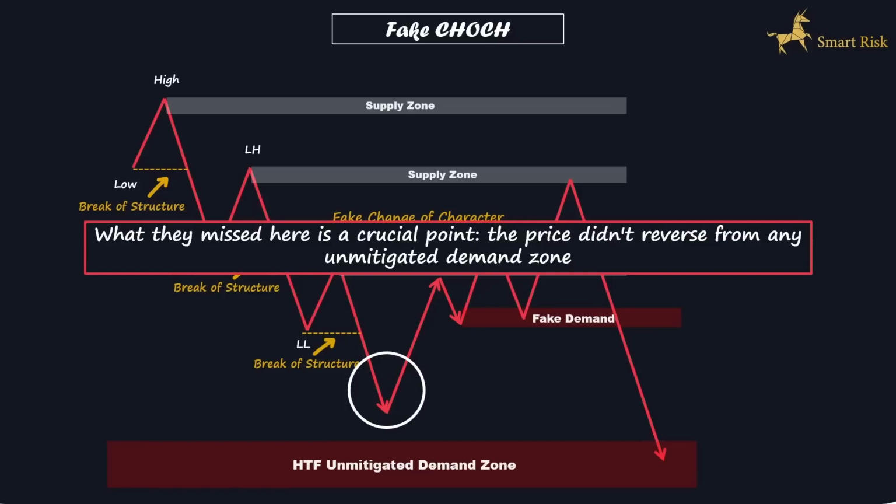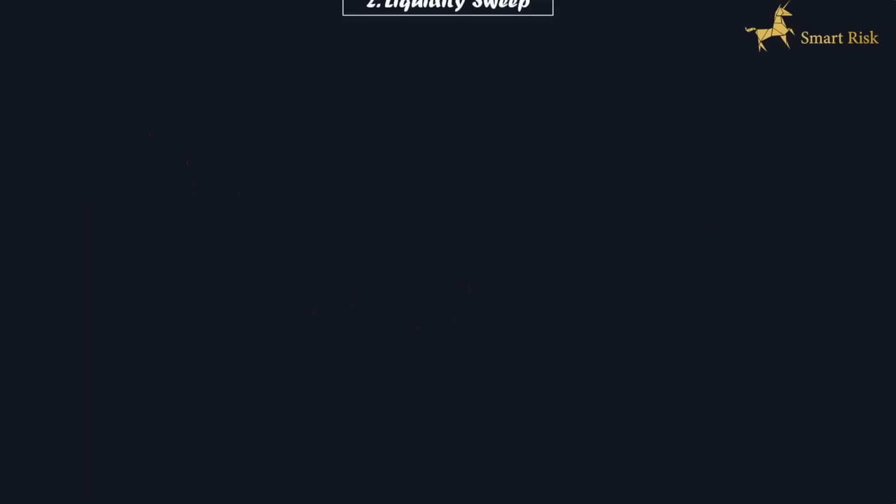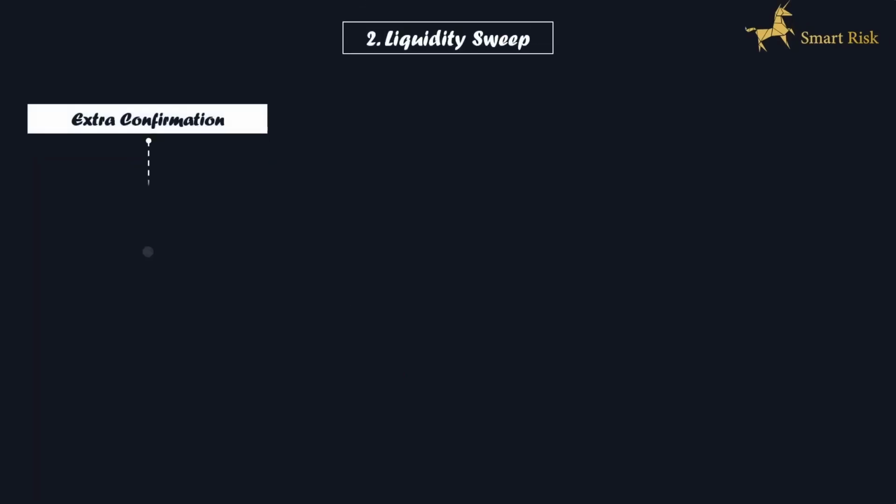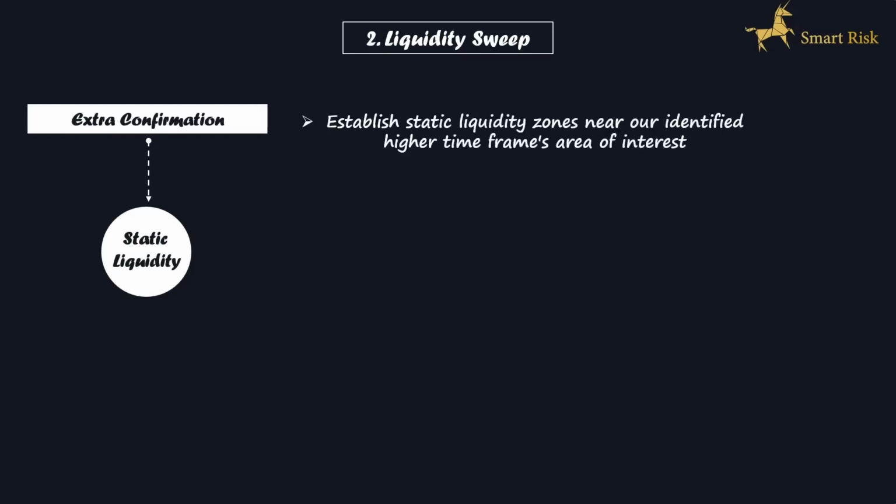Now let's move into the next confluence criteria for identifying change of characters with high probabilities. Liquidity sweep. To obtain additional confirmation in identifying high-quality change of character patterns indicating an upcoming market structure shift, we should wait for the price to establish static liquidity zones near our identified higher time frame area of interest. We fully discussed static liquidity zones and their various types and models in the market in detail in our previous episodes. I strongly recommend watching those episodes carefully if you want to have a solid grasp of static liquidity zones and understand their profound impact on market price direction.